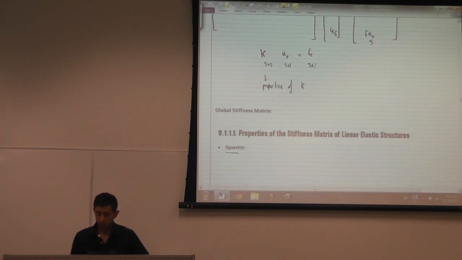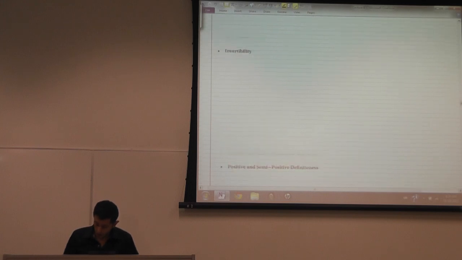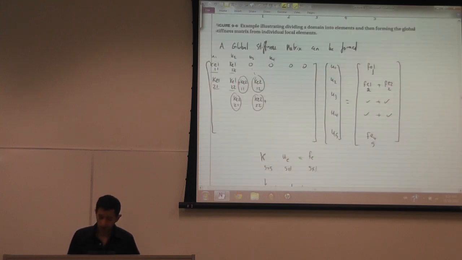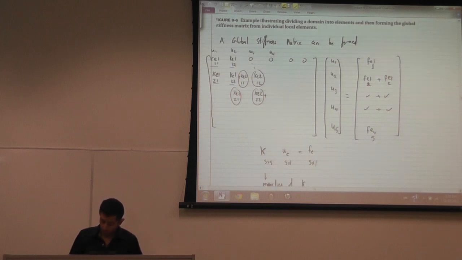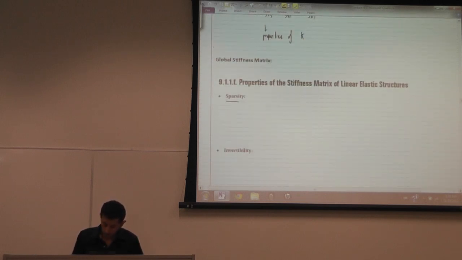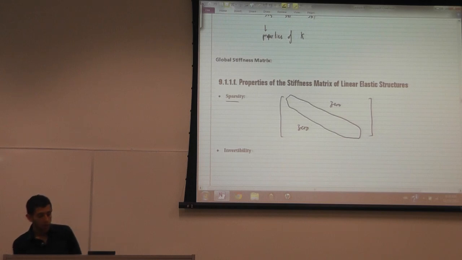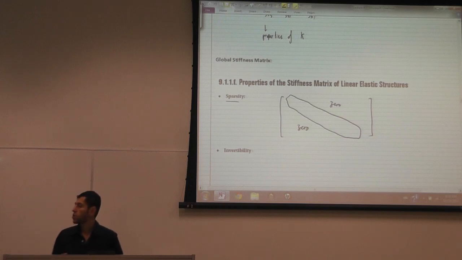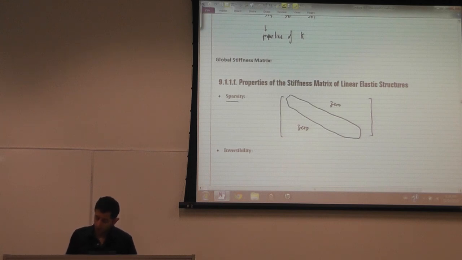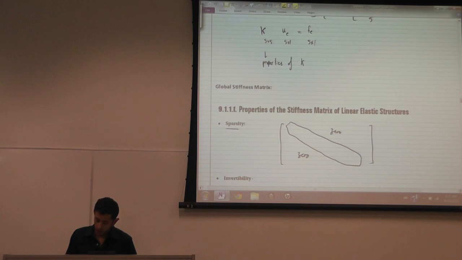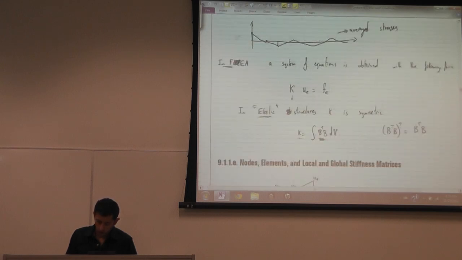First, sparsity. If you look at the stiffness matrix, you're going to find that it has lots of zeros. It has a small band of non-zeros, and everything else is zero. The reason why this is happening is because of the choice of our shape function. We chose our shape functions, the N functions. Let's look back at those N functions.